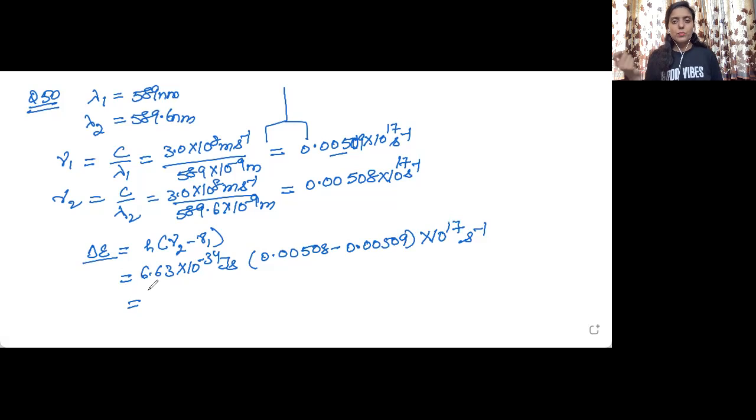So you can take the mod of it. Here you can just multiply this with 6.63, so it is coming out to be equal to 0.0000063 into 10 raised to the power minus 17 joule. We take the mod of it because it is the difference in energy. You can just convert this into scientific notation. A very small difference between the energy is there.